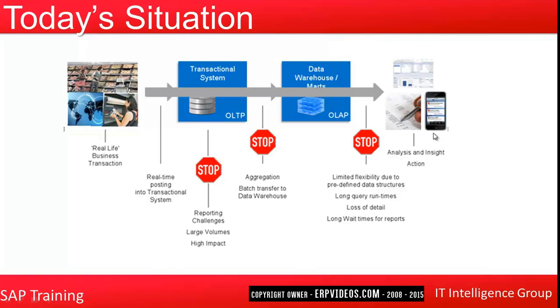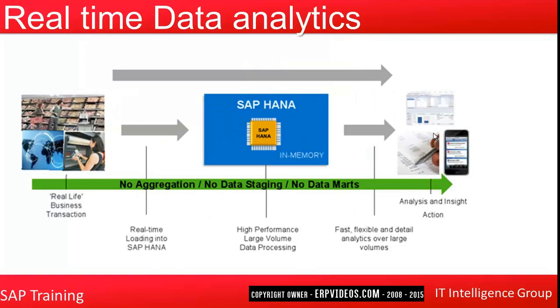To cut short this time, that is where the in-memory database plays its part. You can just send something and immediately get the analysis and insight action, because there is no aggregation, no data staging, no data mart. So intermediate storage is eliminated.